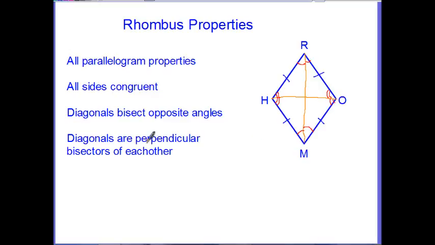Next, the diagonals are perpendicular bisectors of each other, which means that we're going to have right angles formed. Now, they're also bisectors of each other. Unlike the rectangle, the rhombus's diagonals are going to be different lengths, but they still bisect each other, which means one of our diagonals is cut in half, and our other one of different length is also being cut in half.